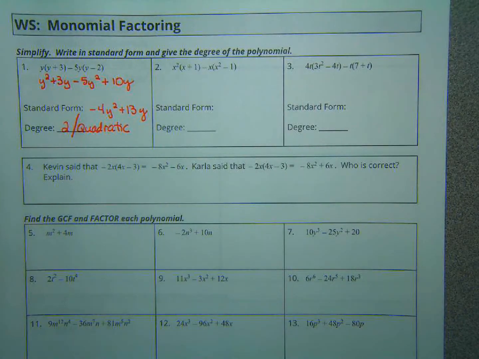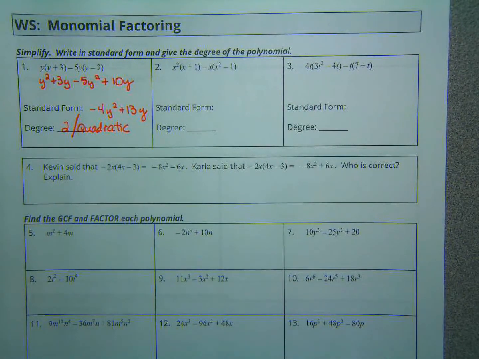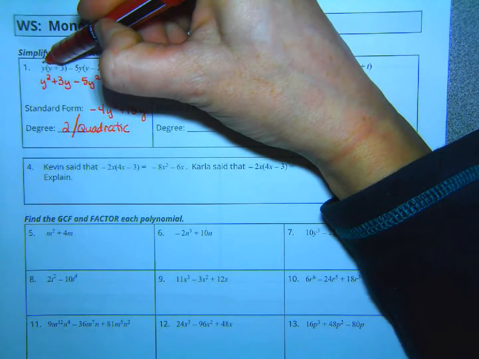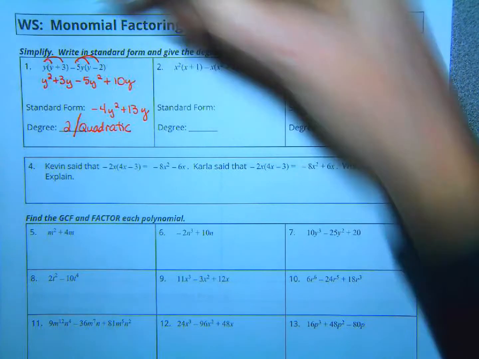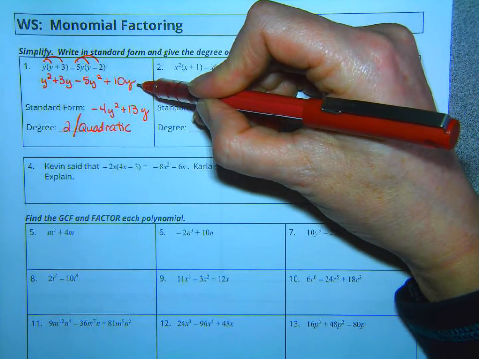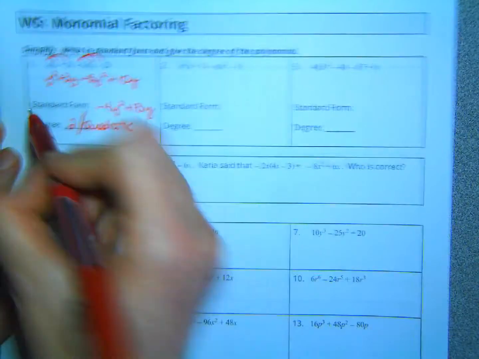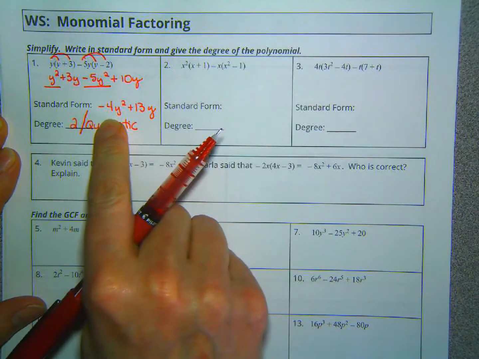Just to give you an idea, from our Monomial Factoring Day 1 video, this is what the very first problem should look like. You should have distributed the y through the parentheses and the negative 5y through the parentheses, and that yields this. And then when you combine your like terms and put it in standard form, you have y squared minus 5y squared. That's negative 4y squared.